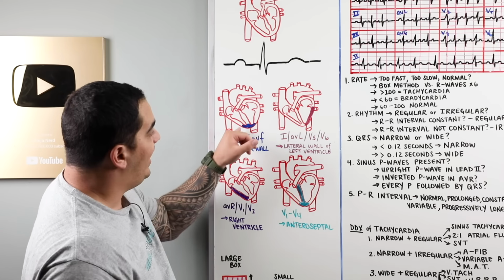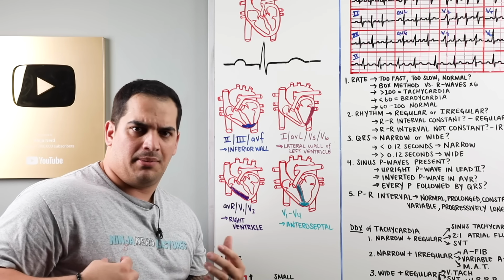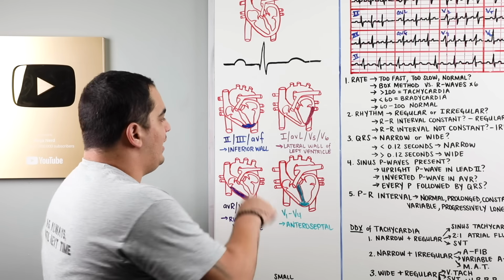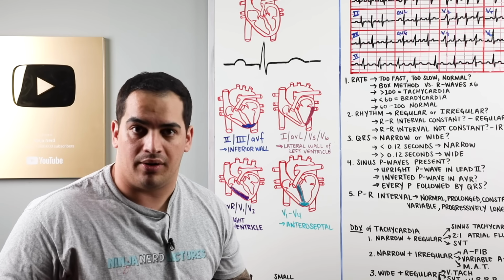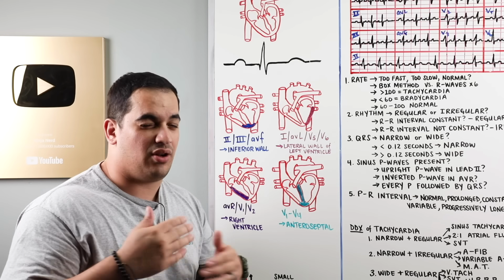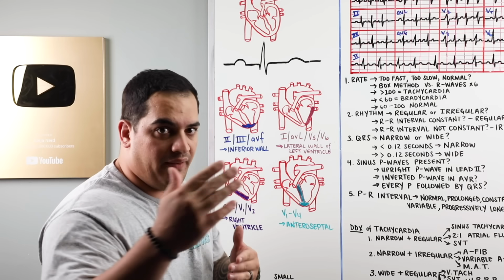So for example, the inferior part of the heart, which tells us a little bit about the right ventricle, a little bit about the left ventricle, leads 2, 3, and AVF are going to tell us about that part of the heart. Very important when we start talking about things called STEMIs, ST segment elevation MIs.